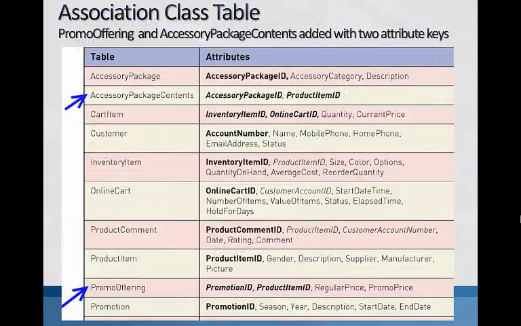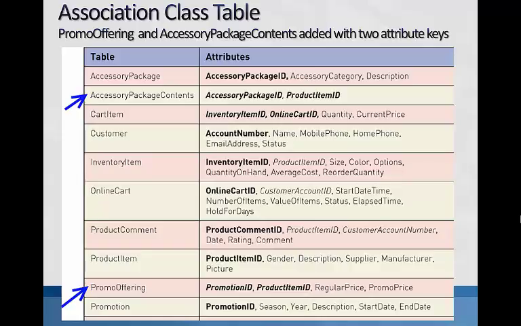In promo offering, notice that the 2 endpoint keys, promotion ID and product item ID, are in bold and are italicized. The bold indicates that they together serve as the key for the promo offering table. The italics indicates that they are both foreign keys from 2 other tables. The other attributes in the table are included. The table for the association between accessory package and product item has been named accessory package contents to somewhat indicate its meaning. The only fields in this table are the 2 other keys as foreign keys, accessory package ID and product item ID. Together they also make up the primary key of this table.